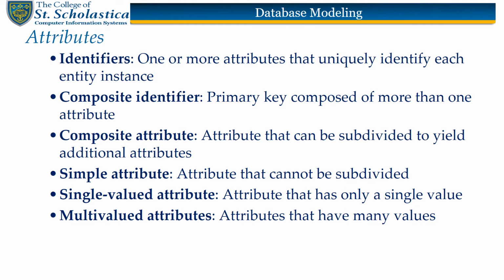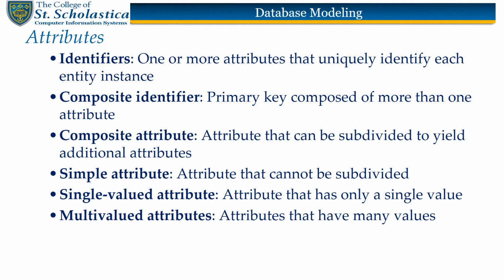A composite identifier is a primary key composed of more than one attribute. Attributes are classified further as simple or composite. A composite attribute, not to be confused with a composite key, is an attribute that can be further subdivided to yield additional attributes. To facilitate detailed queries, it is wise to change composite attributes into a series of simple attributes. A simple attribute is an attribute that cannot be subdivided. For example, age, height, or marital status would be classified as simple attributes.